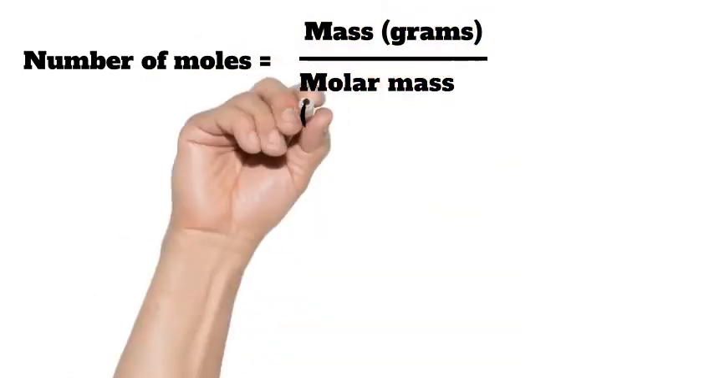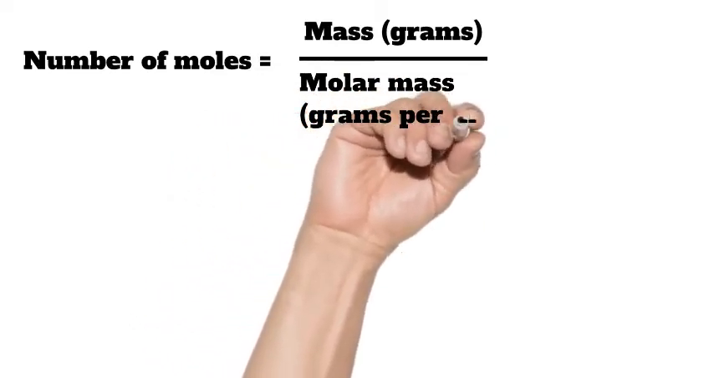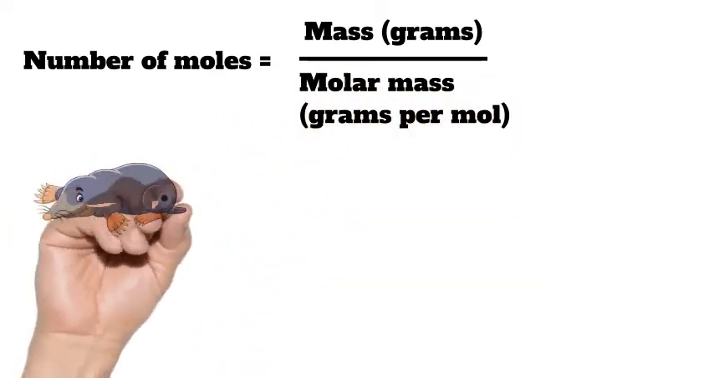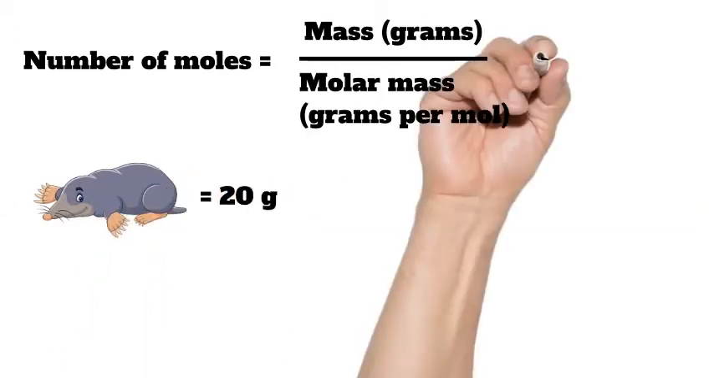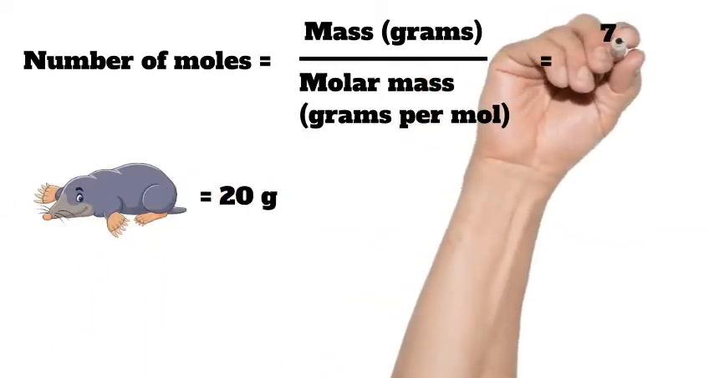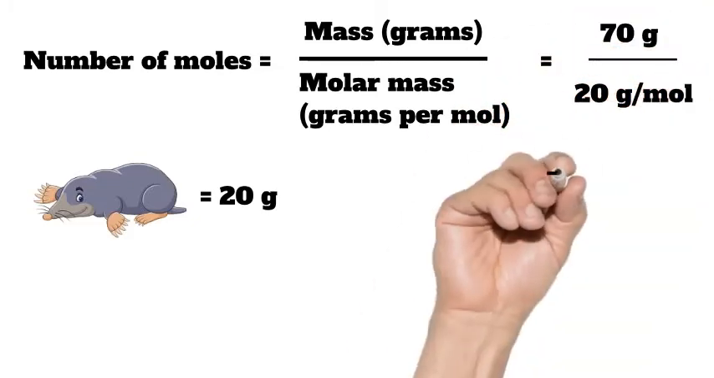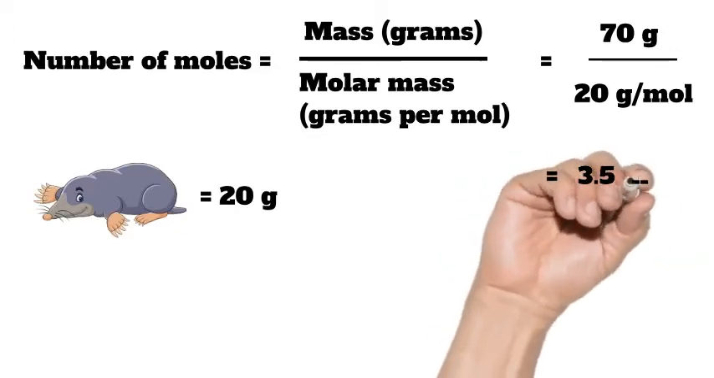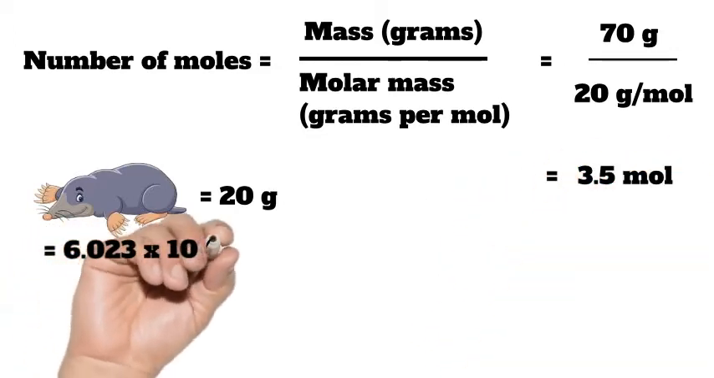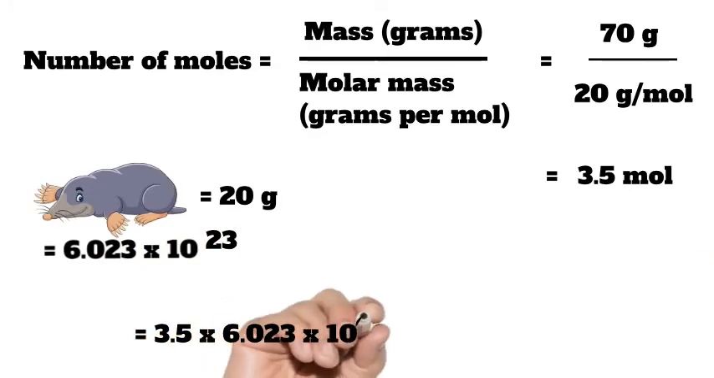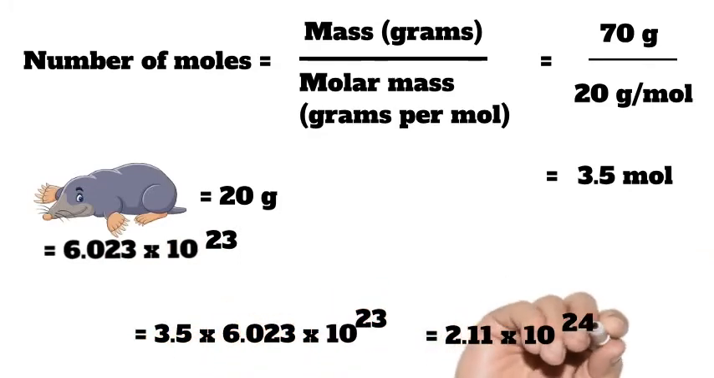So let's say my mole weighs 20 grams. That's its molar mass, the number of grams per mole. If I now weigh out 70 grams, I will have 3.5 moles. Now that sounds a bit mean, but remember, of course, a mole is a number. Therefore, 3.5 moles of anything is 3.5 times 6 times 10 to the 23, a very large number of 2.11 times 10 to the 24. And that's the same as 3.5 moles.